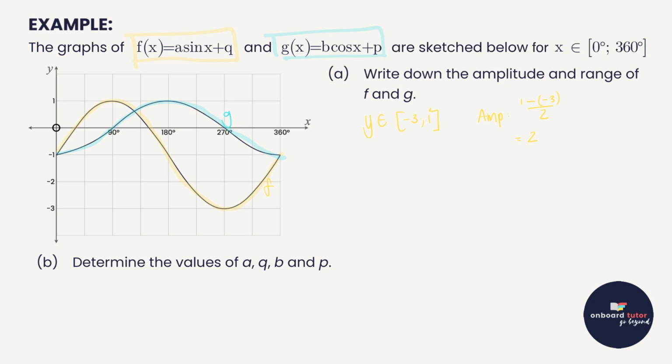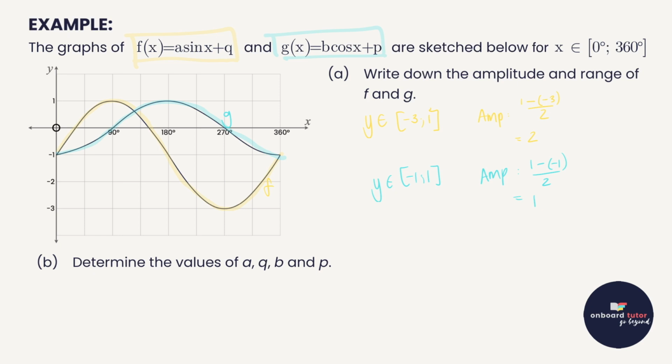Okay, and then amplitude and range of g. So g, y is an element of. We start with the smallest. Please remember to go from smallest to biggest so you don't lose marks. Minus 1 up to 1. So we're going to write that down. Okay, and then the amplitude, you can find the place of rest and then see, but this formula is helpful. So it's maximum 1 minus minimum, over 2. That becomes 1 plus 1, so 2 over 2. The amplitude there is 1.